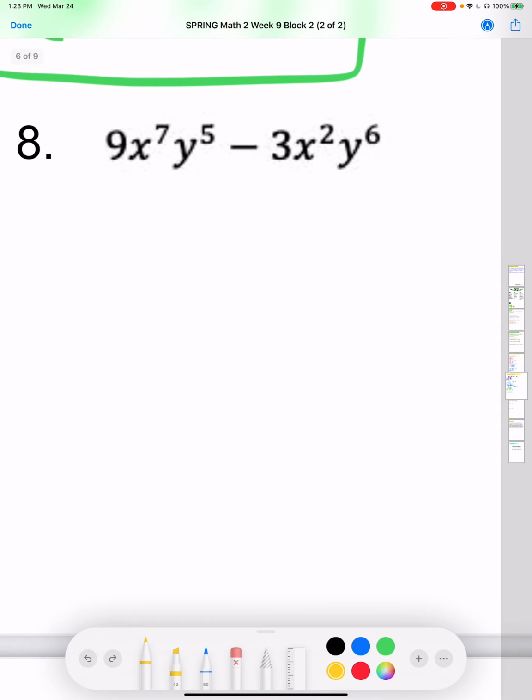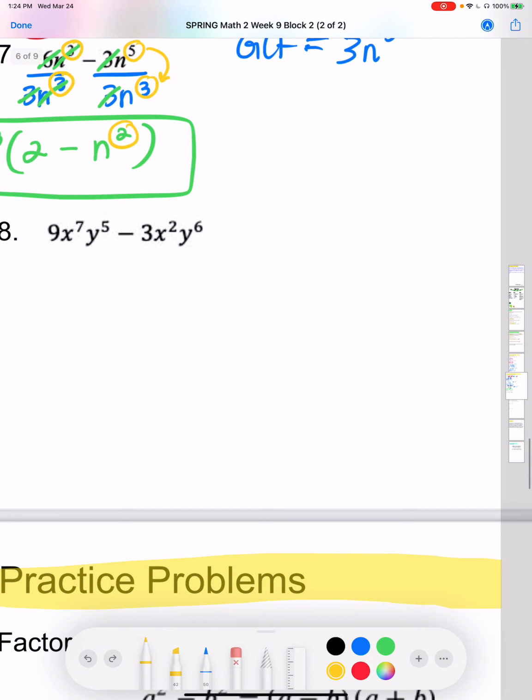We have 9x to the 7th power y to the 5th minus 3x squared y to the 6th. So this looks like a handful, but again, we're doing the same thing. Let's think of a GCF. We have two terms. As far as the number goes, it's going to be 3. And this time, we have two sets of variables. We have x's in each. We also have y's in each. So that means I can factor out x's and y's.